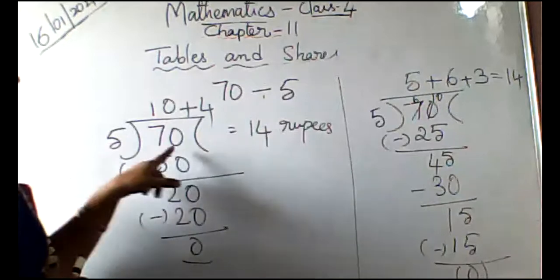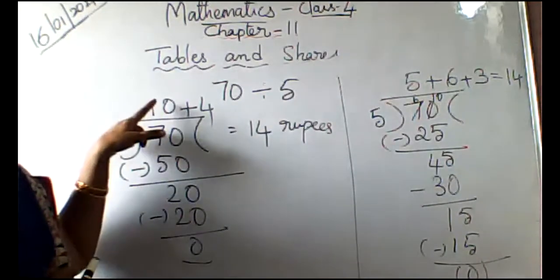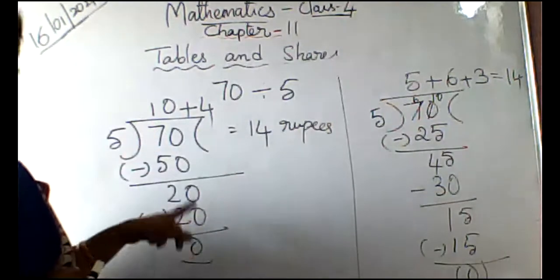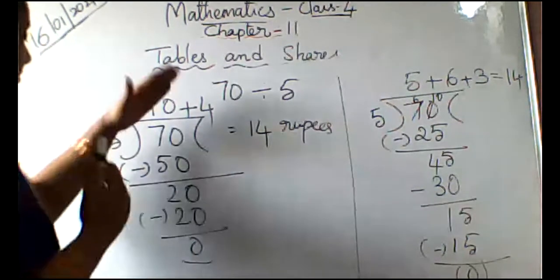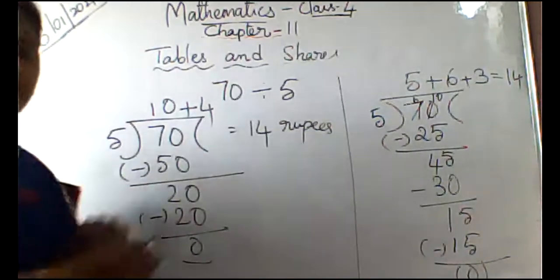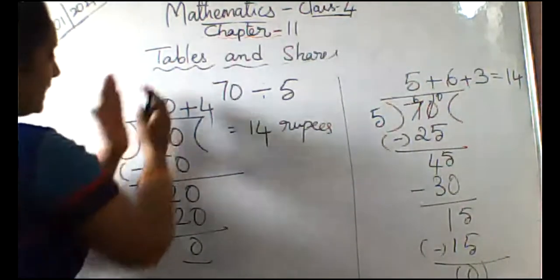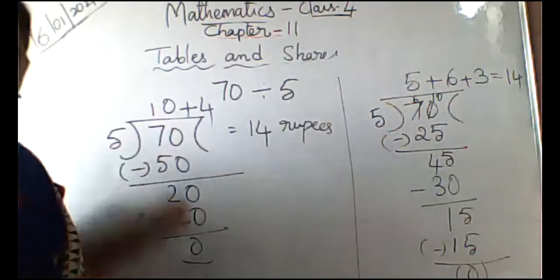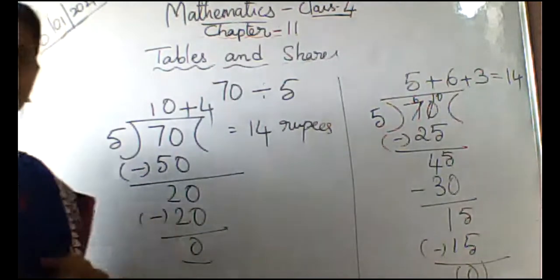70 divided by 5. So 5 how many times? They take 5 tens are 50. So division means what? Repeated subtraction. So first they distributed 10 rupees to each of the 5 members. So 50. So 70 minus 50. What happened there? 20 they got.